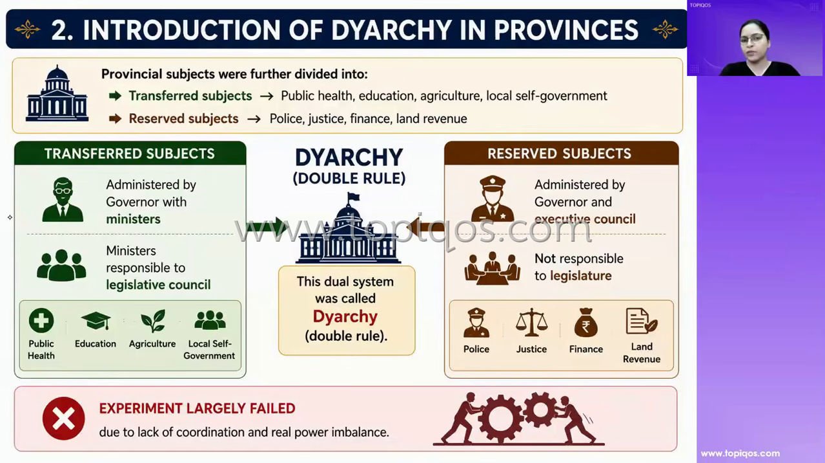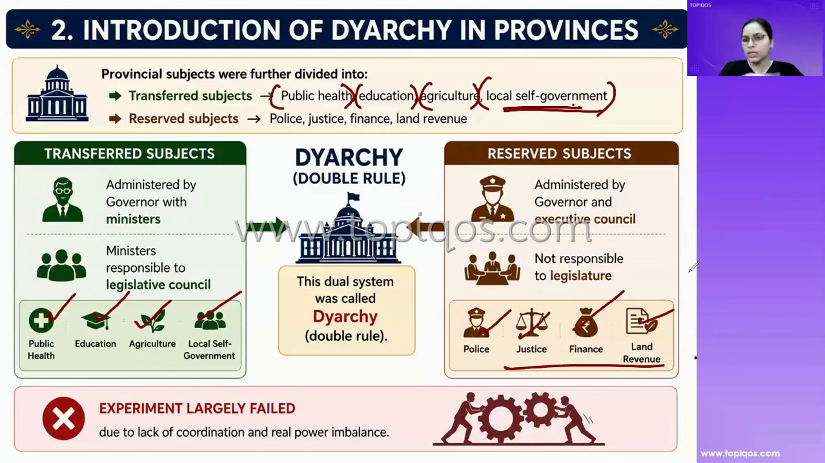Now, the significant transferred subjects were, first of all, public health, education, agriculture, and local self-government. Now, this was a PYQ. The statement was given in one of the preliminary examinations of UPSC that local self-government was classified as a transferred subject during the diarchy system. Correct or incorrect? So the answer is correct. Okay, that you need to remember. Fine. So public health, education, agriculture, and local self-government. Here in the reserved, what were there? Police, justice, finances, land revenue was there.